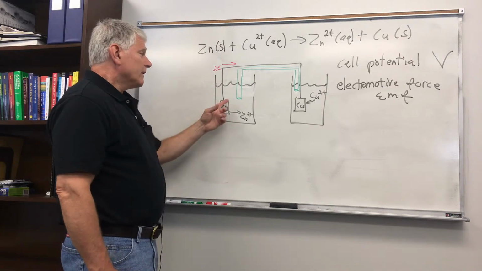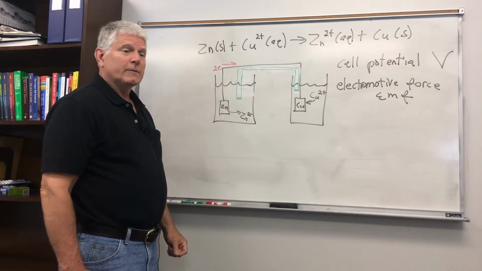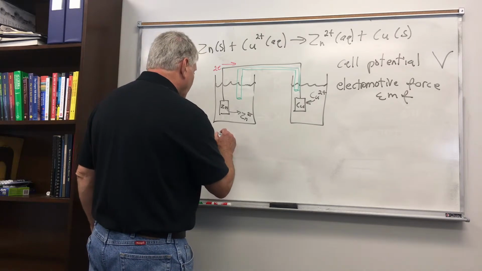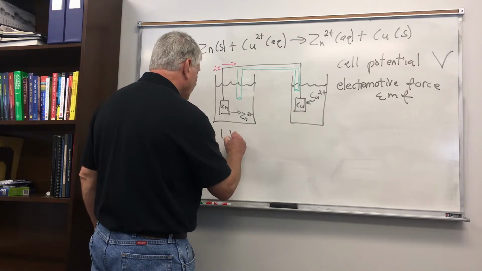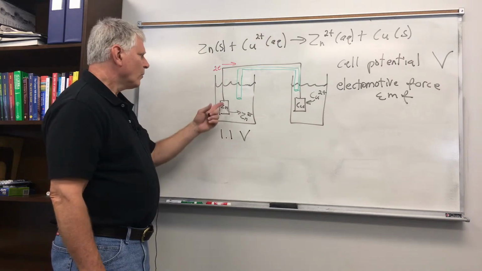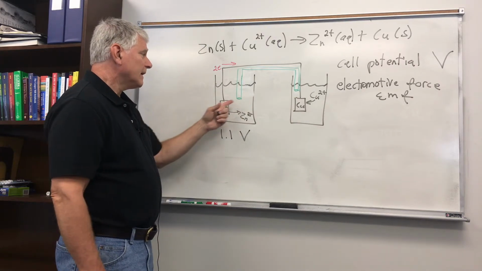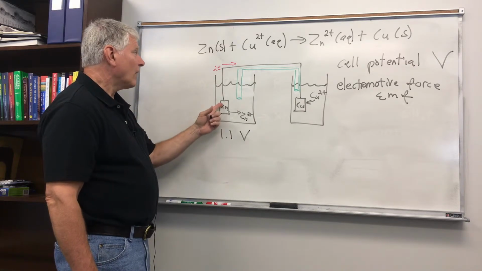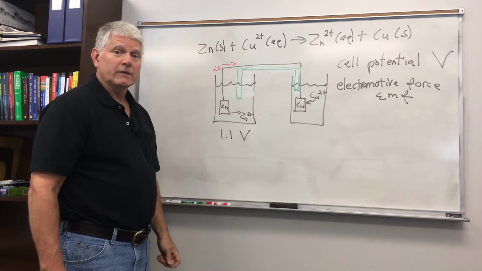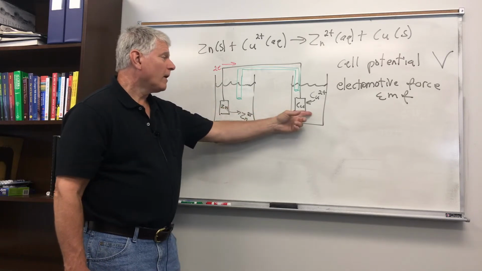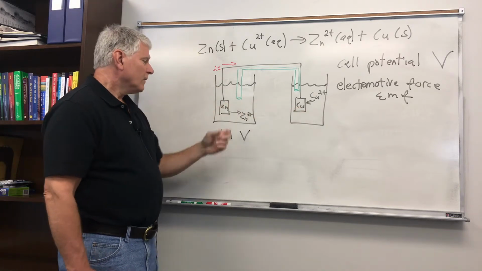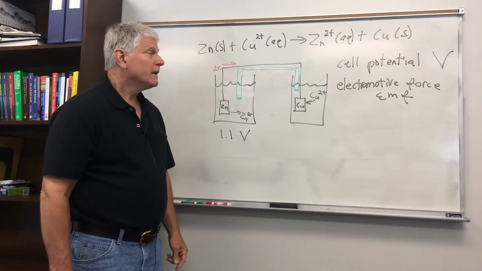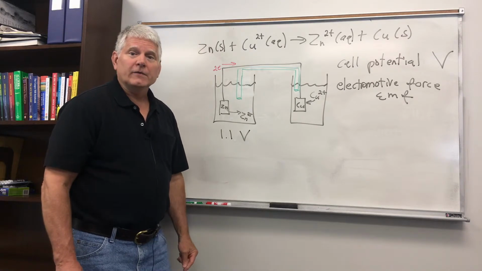We could measure the difference in potential between the 2 electrodes, and we would find that the potential is equal to 1.1 volts. So there's 1.1 volts in potential difference between these 2 electrodes, and that is what drives the electrons from one beaker to the other. So depending upon the half reactions we have, we can vary the potential difference between the 2 beakers. So you can have batteries that have different potentials.